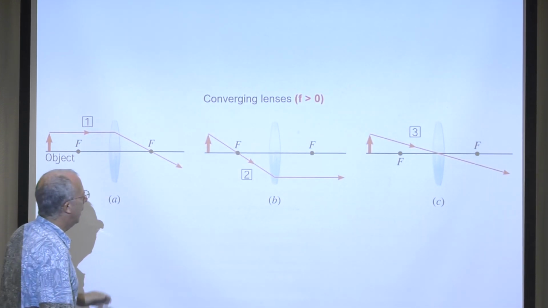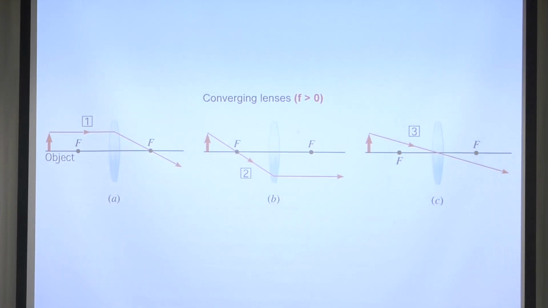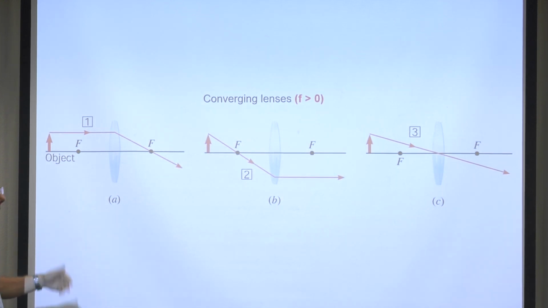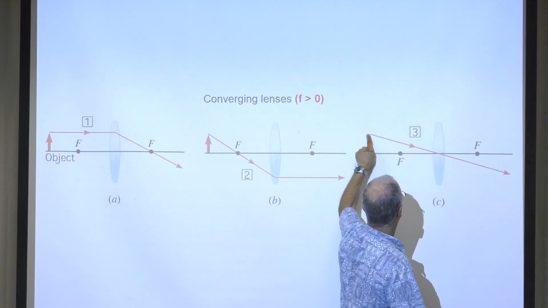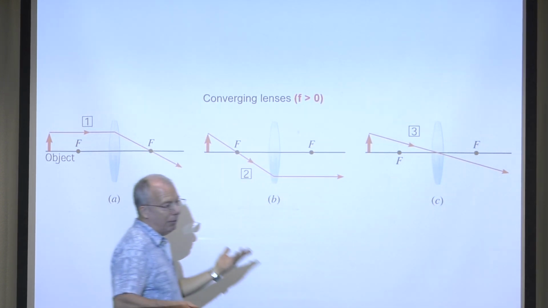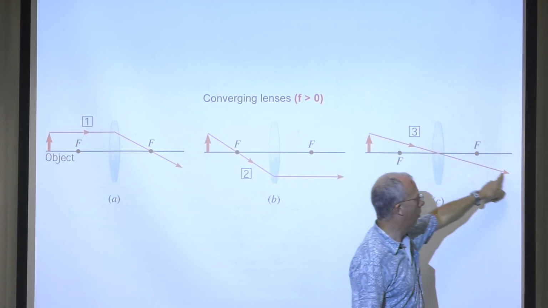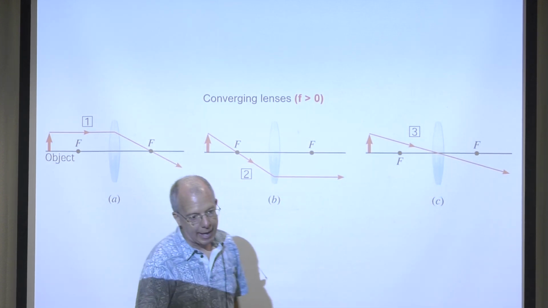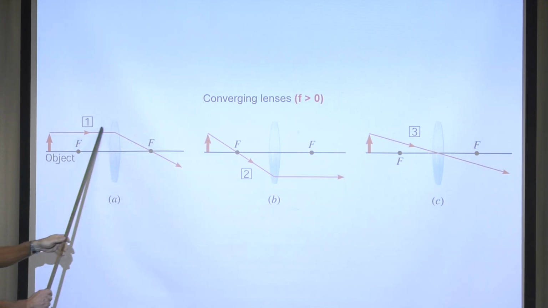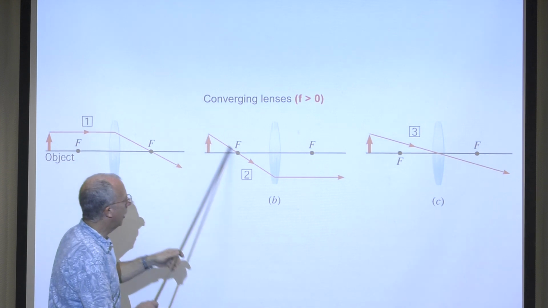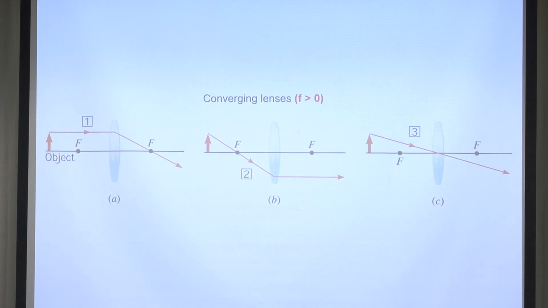Now the image is going to be at the intersection of this and this. Well, how many lines do you really need? Just two. So you just do the third one as a check. The third one's the easiest. You just go straight through the center. So where those outgoing rays intersect, that's where you'll find the image. So how I remember this is, parallel in, focal out. Focal in, parallel out, and then just a straight line through the center. And that's really all there is to it.